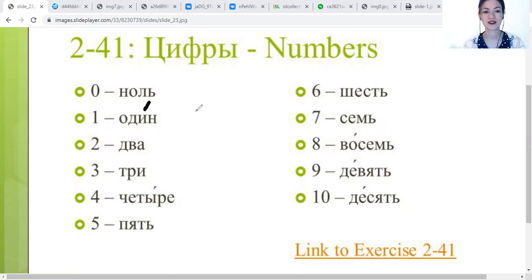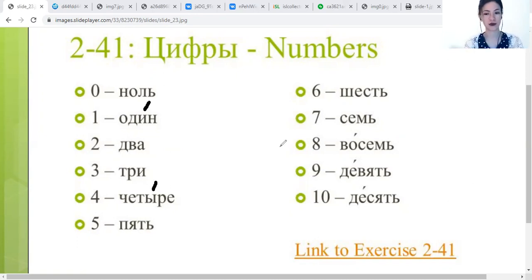Два. Три. Четыре. Пять. Шесть. Семь. Восемь.